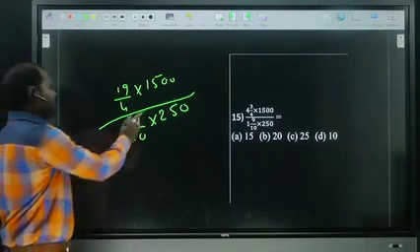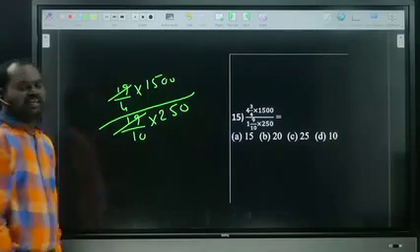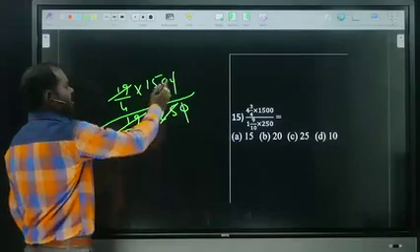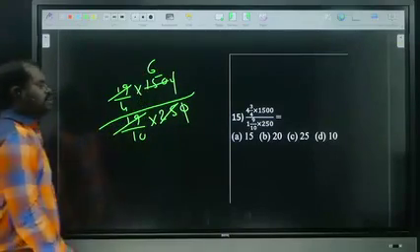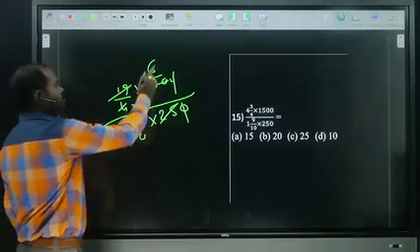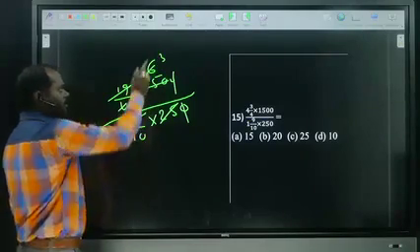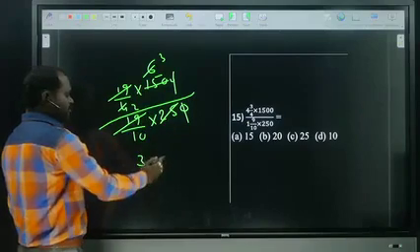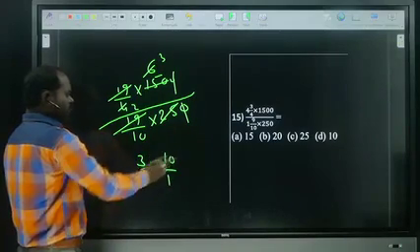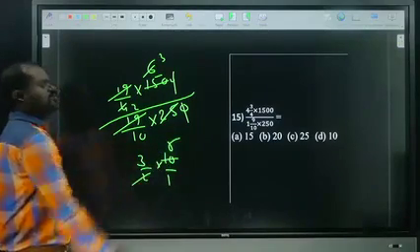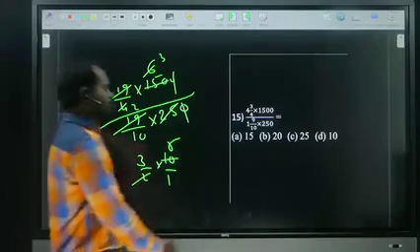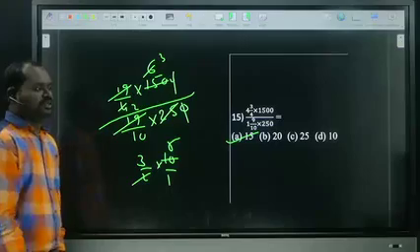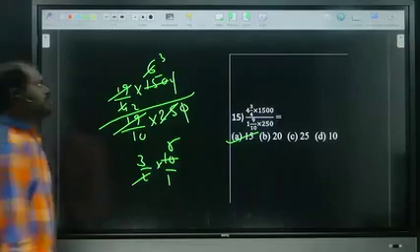Now 19 anyway gets cancelled. 19 gets cancelled. Still, 0 gets cancelled. 250, 1500, 2 twos, 2 threes. It will become 3 by 2 into reverse order, 10 by 1, 2 fives. So 3 fives, how much? 15. So what is the answer? Option A. Mixed fraction, first of all convert and then we can proceed. Now, next.